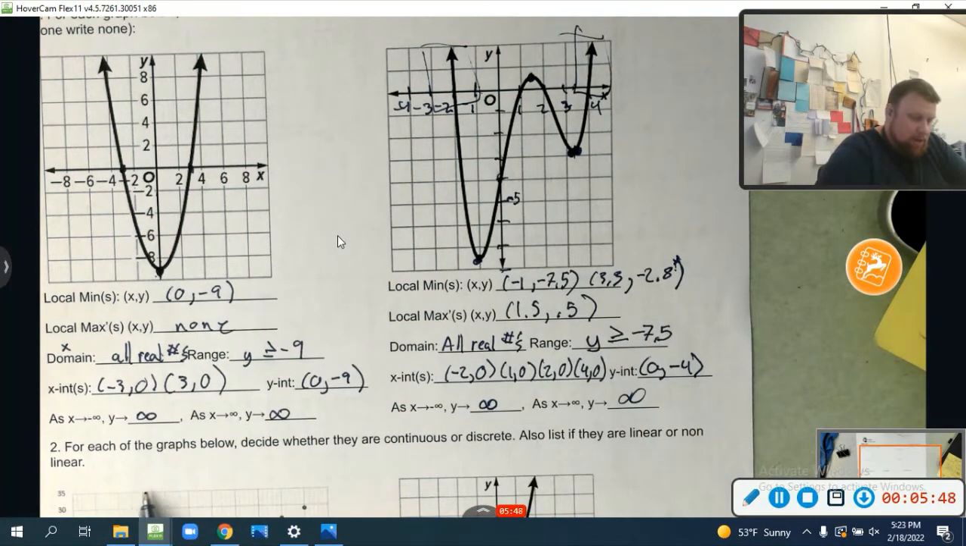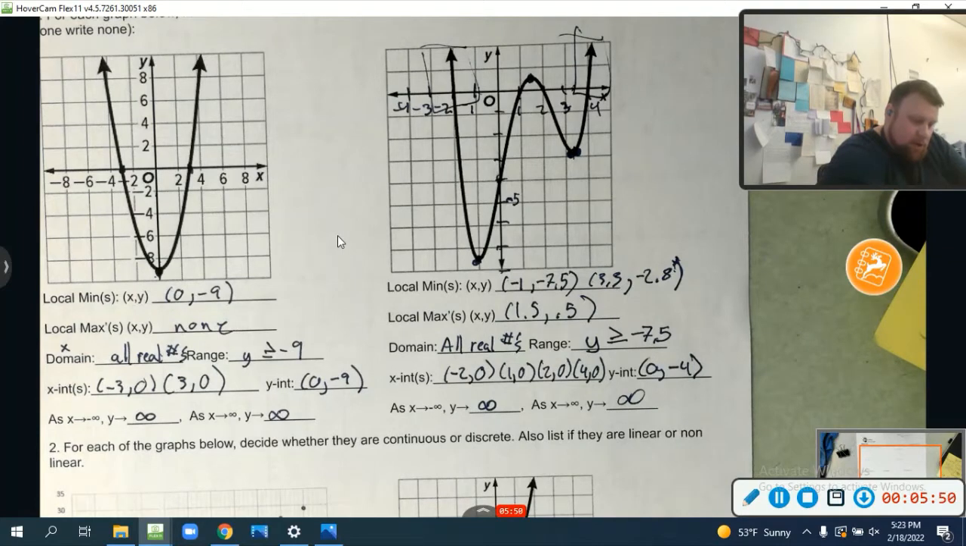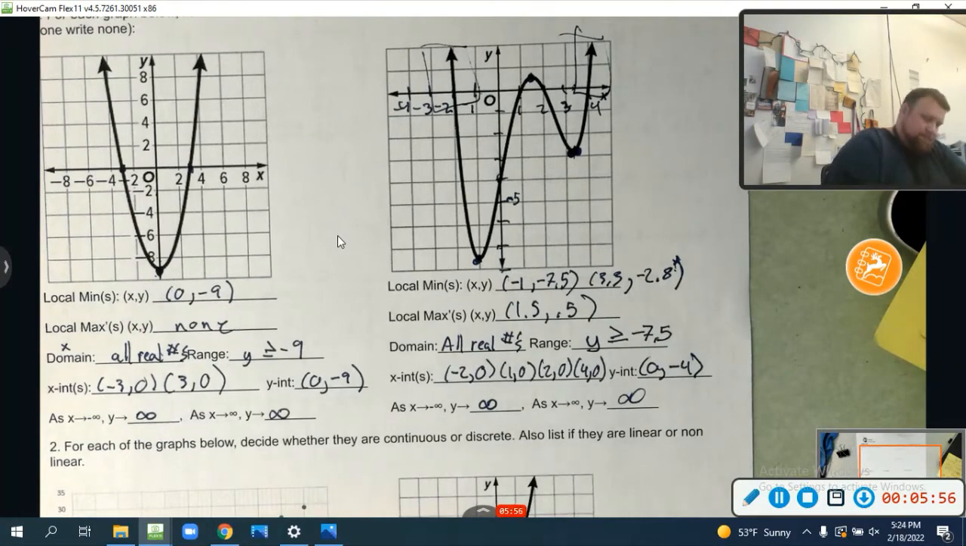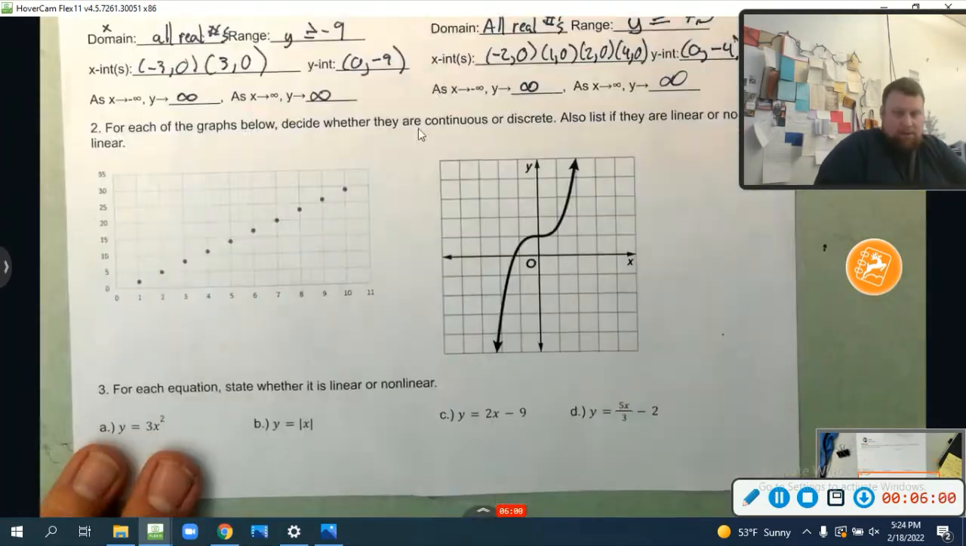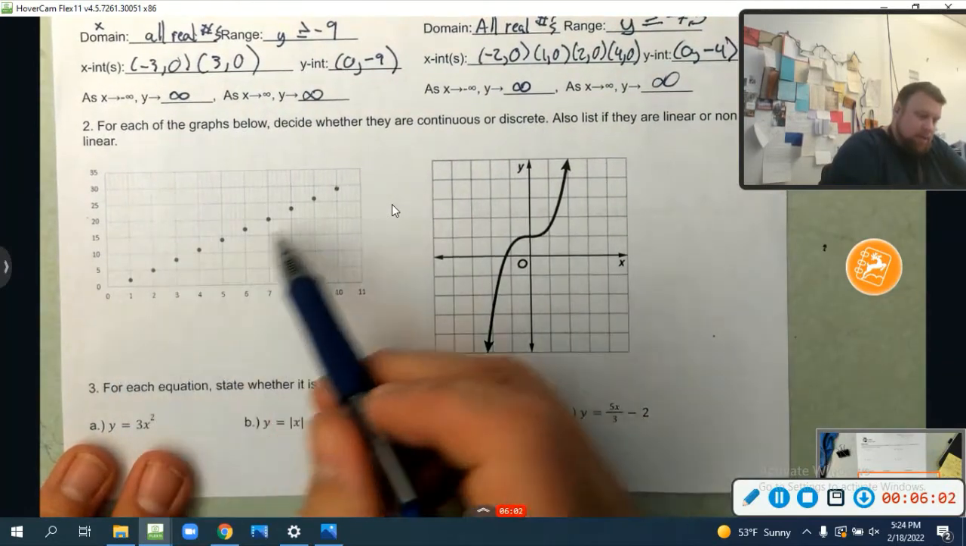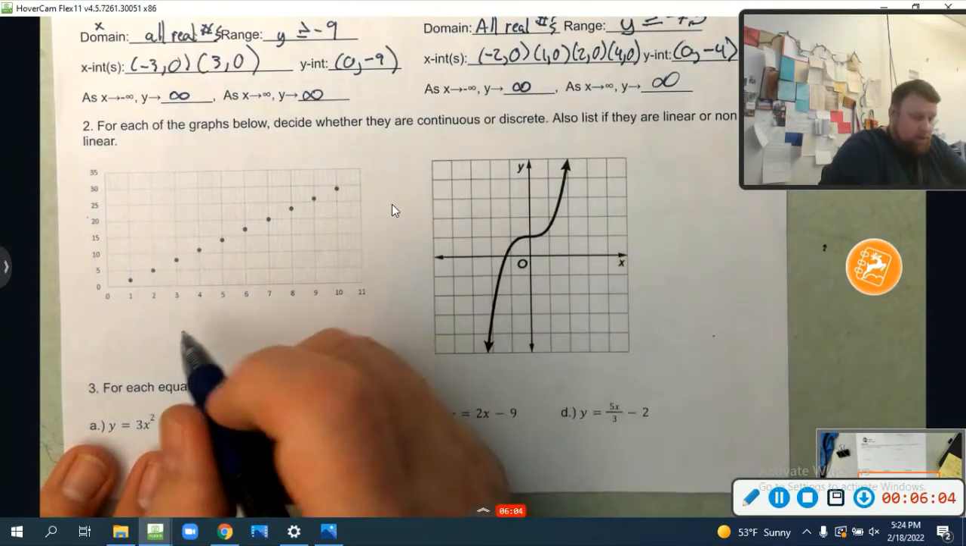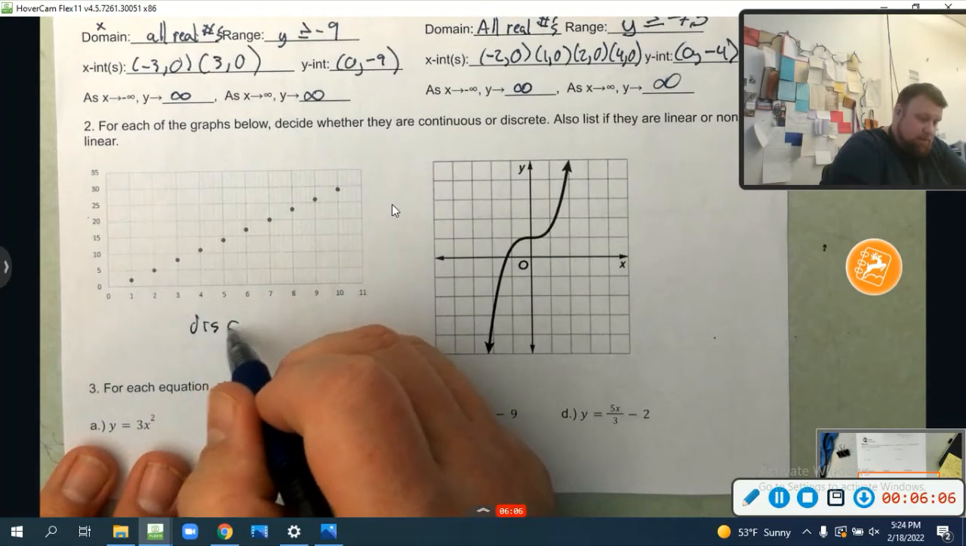Okay, let's go ahead. For each of the graphs below, decide whether they are continuous or discrete. Also, list if they are linear or nonlinear. Well, right here, let's scoot the screen up. This looks like it makes a line. However, it's discrete. So discrete.